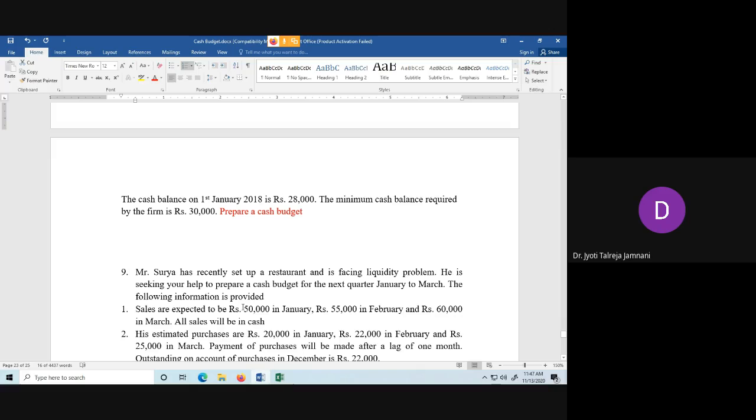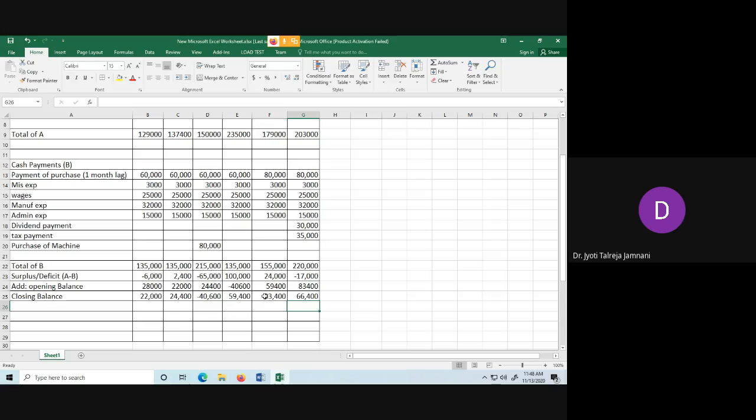Now the twist in the problem is they have told that the minimum balance required should be 30,000. So this amount 30,000. But if we look at the problem, we don't have 30,000 in most of the cases. Now you can do this by borrowing and getting it, but in the problem nowhere they've mentioned to borrow. So we are not going to borrow. What we will do is we will just show the surplus or deficit as compared to the closing balance.